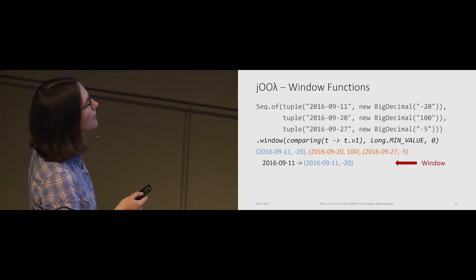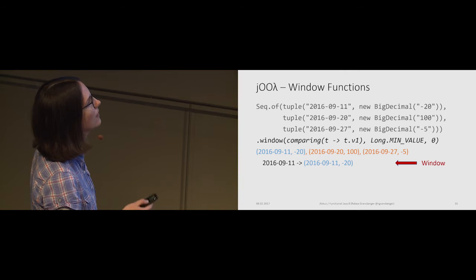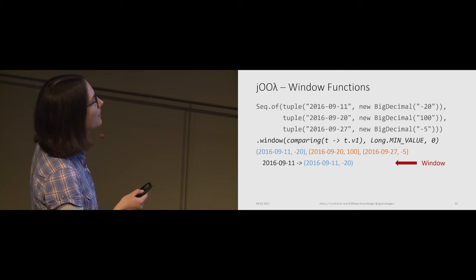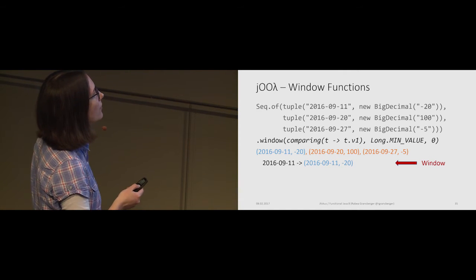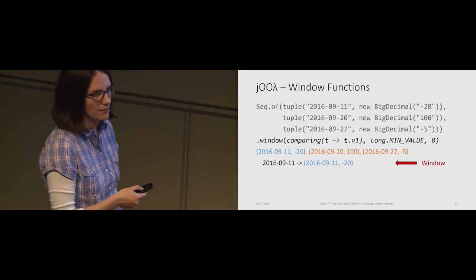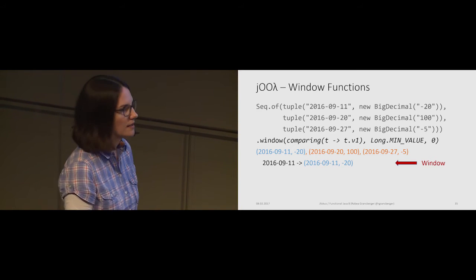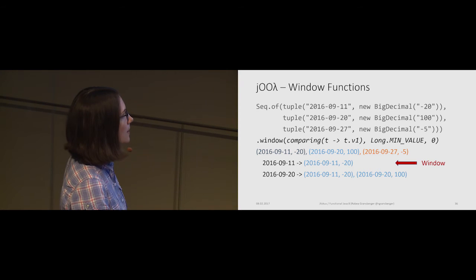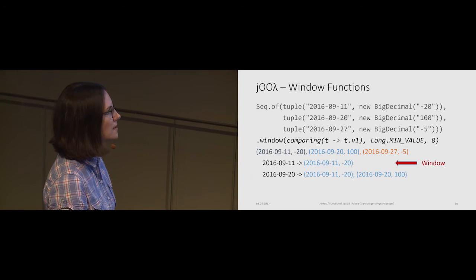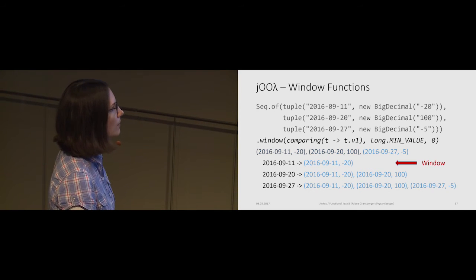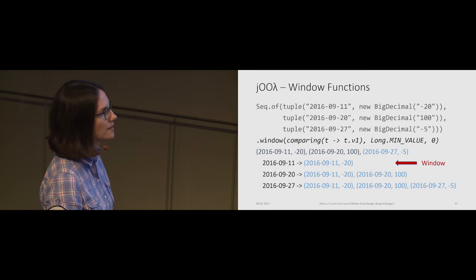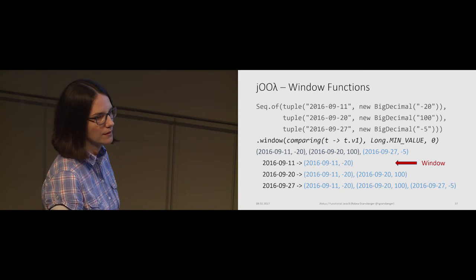So we're comparing by the dates and looking for all which are smaller to it, so to Long.MIN_VALUE, to the value itself. And so for the 11th, we only get the 11th out, right? Because there's no smaller date than that. For the next one, for the 20th, we get the 11th out and the 20th out. And for the last one, we get all the 3 tuples out. So this is our windows, right?